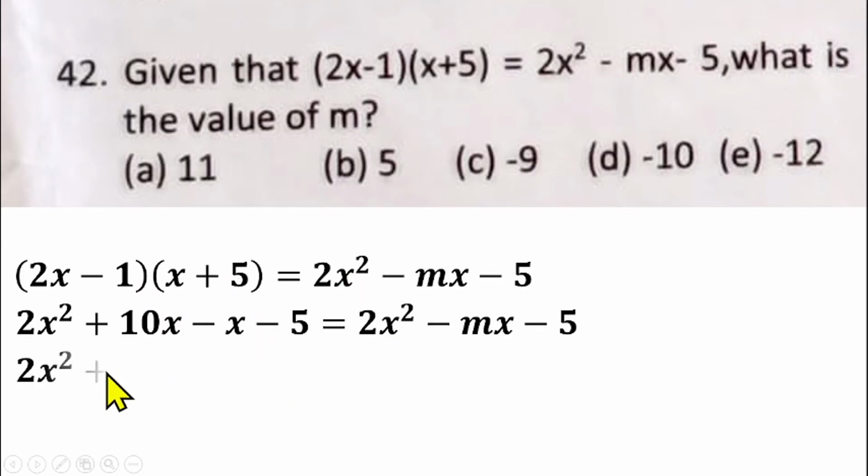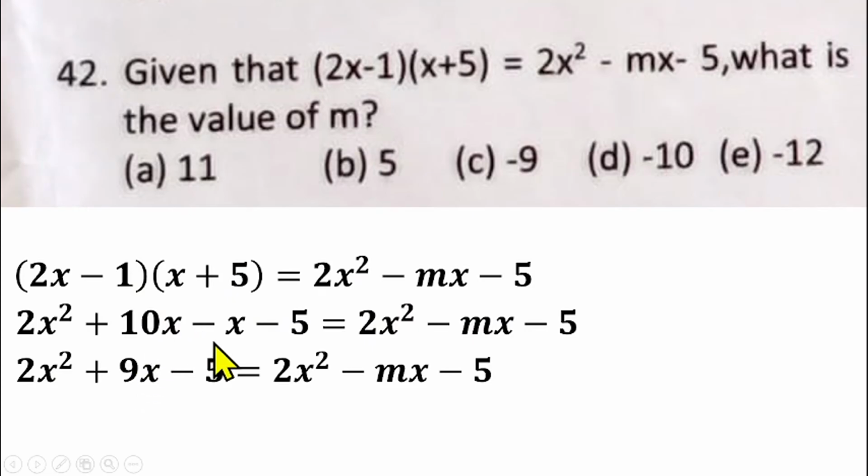Here you have 2x squared plus 10x minus x, which gives us 9x minus 5 equals to this. So compare both sides. What can we see here? We can see that 2x squared will take care of 2x squared, because if you move this one to this side, you'll be having 2x squared minus 2x squared, that gives us 0. So you are left with a 9x.